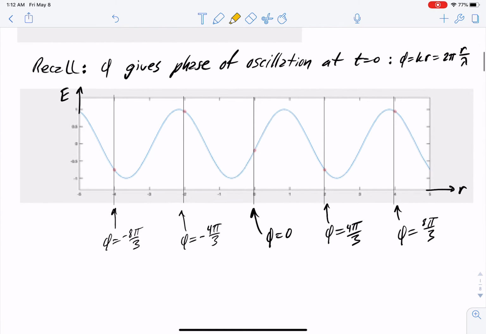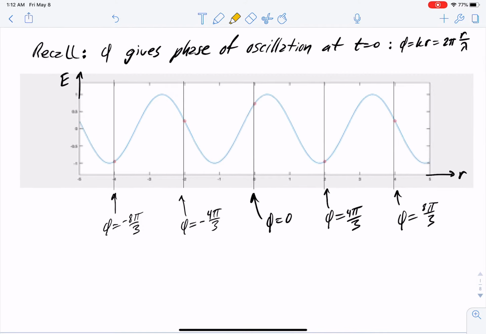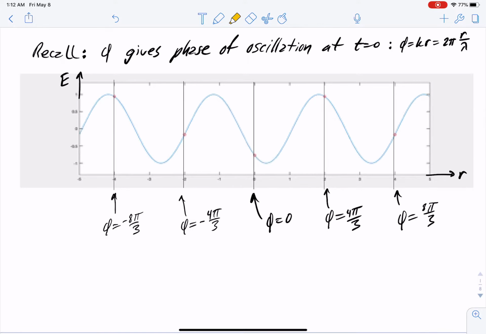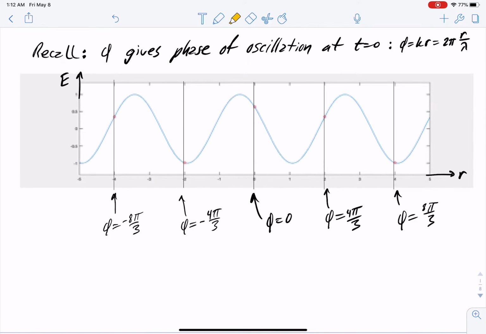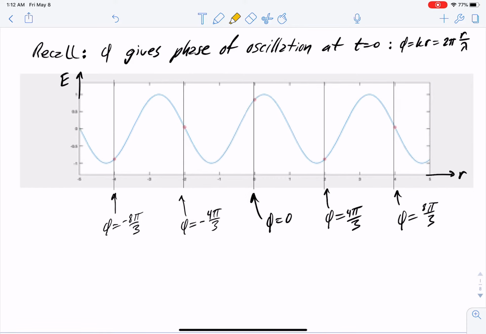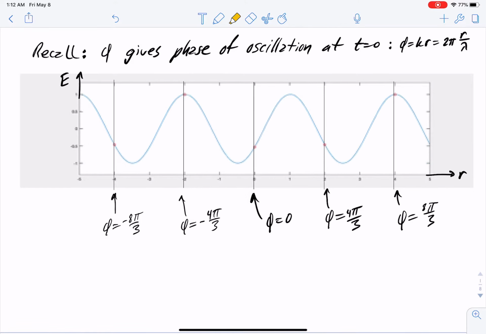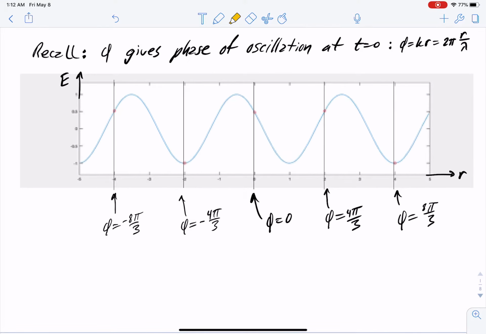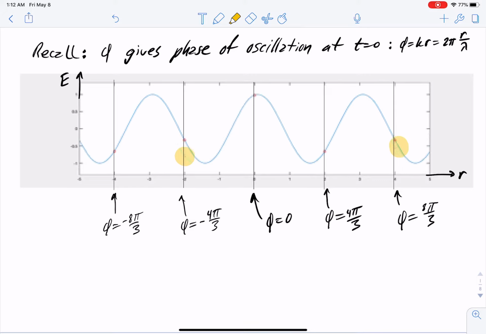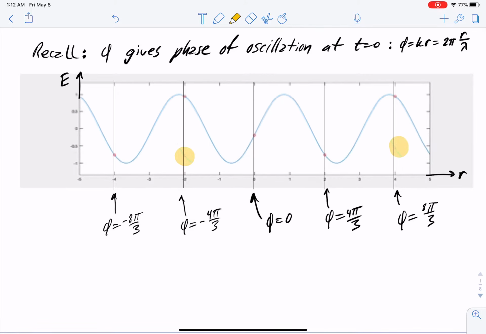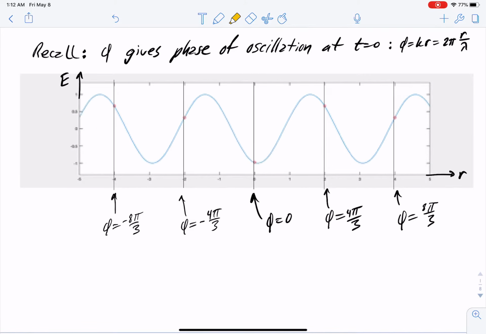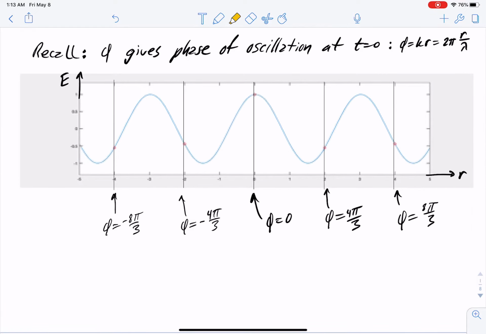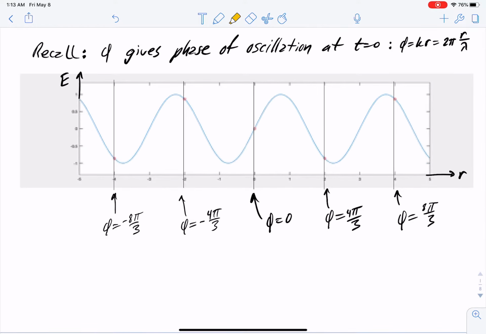Okay, so I want to review slightly this phase idea to make sure we're okay with it. If you follow these red dots, they're moving up and down. So that's one point on the wave. And you can see that they're not going up and down in synchrony with each other. Well, actually some of them are. This one and that one move up and down together. But other ones are not. So we represent where we are in the cycle by an angle from 0 to 2 pi.